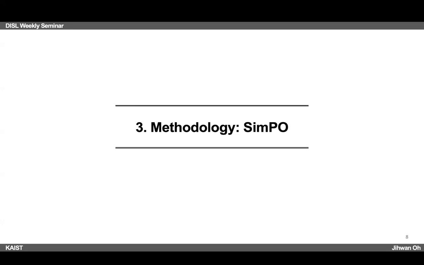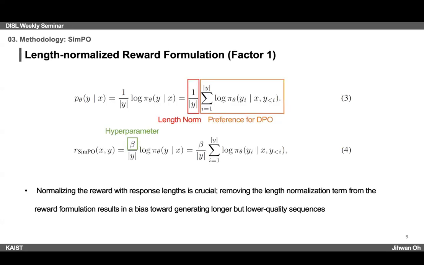Now let's see how they revise the loss function. Firstly, the authors highlight length normalization as a key factor in SimPO's reward formulation. As shown in equation 3, they start by defining the average log likelihood over the response, normalized by its length. This is consistent with what DPO implicitly prefers. Then in equation 4, they define the SimPO reward function by incorporating a hyperparameter beta while keeping the length normalized structure.